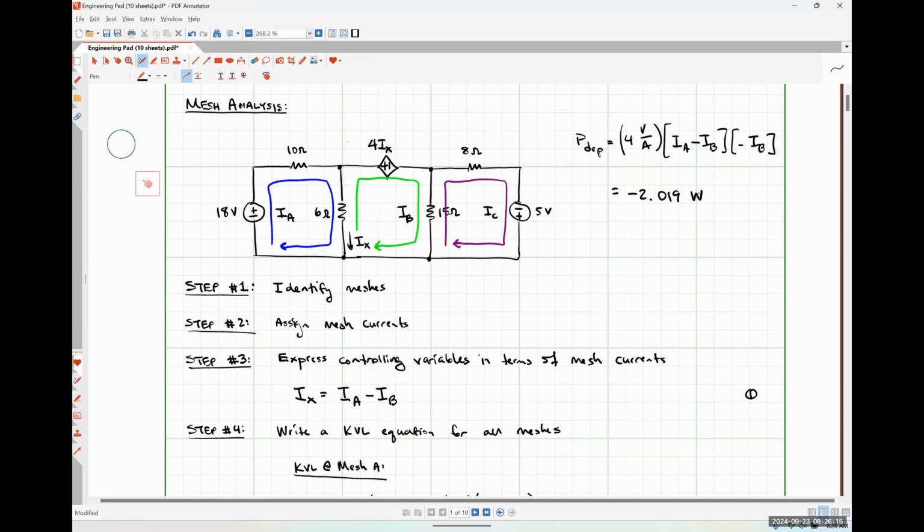So as IB flows around its clockwise path, it is flowing from left to right through the dependent source. Because we are calculating supplied power, I'm looking for the current that's flowing into the negative polarity terminal, which is negative IB.